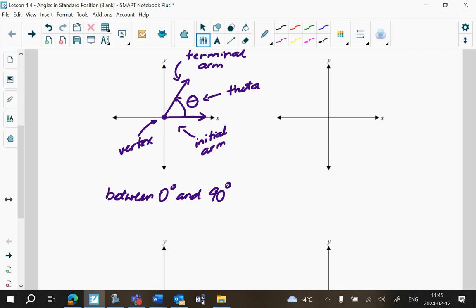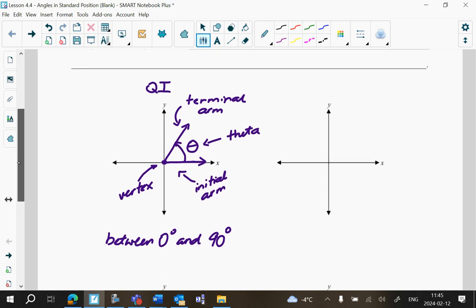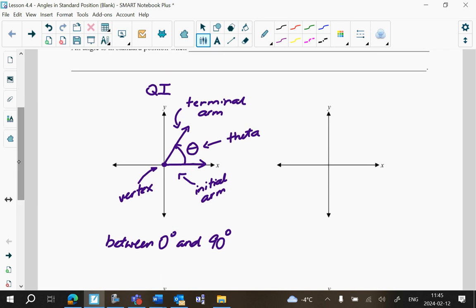How would you draw one in quadrant 2? Well, the initial arm is still the same. That's where we start measuring. But we want our angle to end in quadrant 2, so we just draw the terminal arm somewhere out here. And then our angle measure is going to look like that, which we call theta.